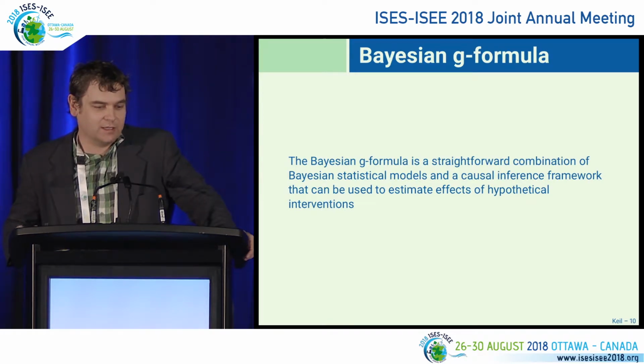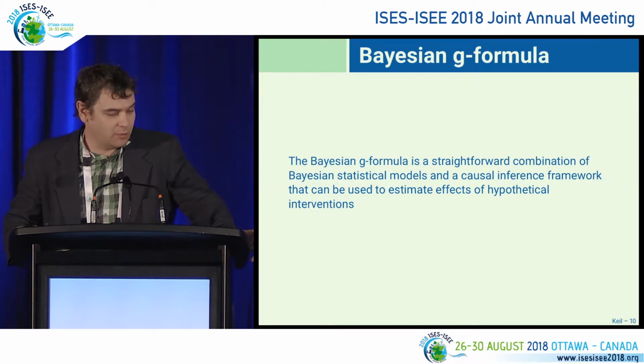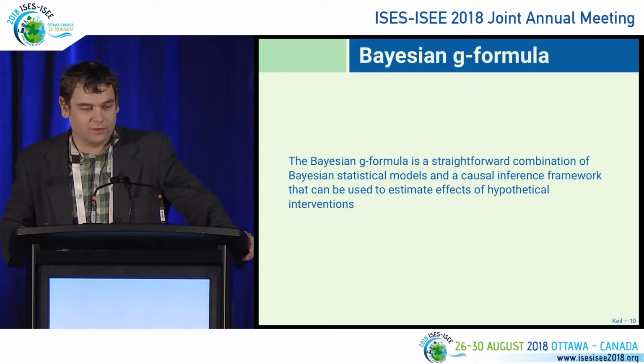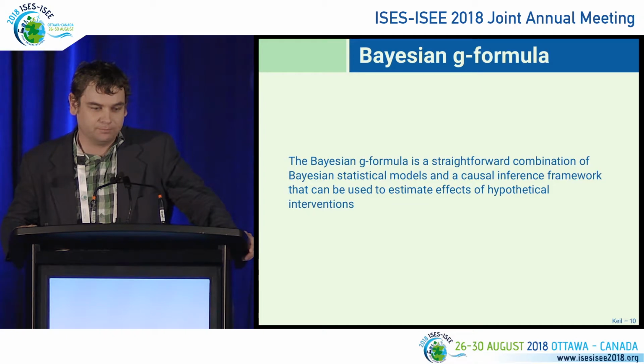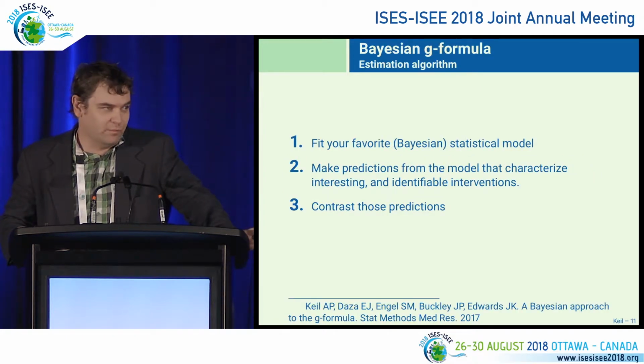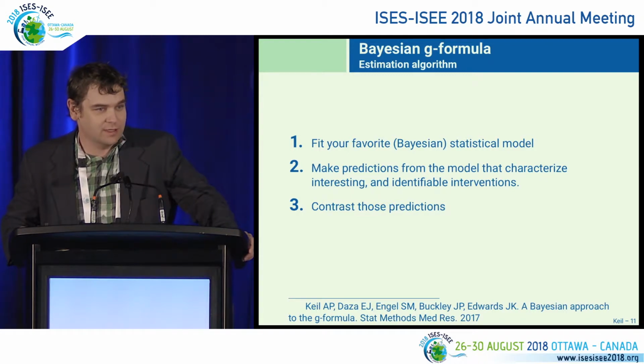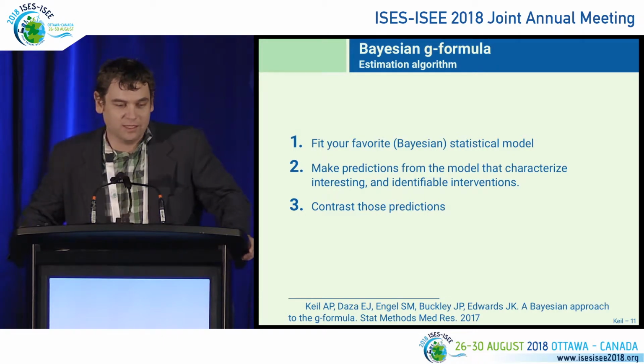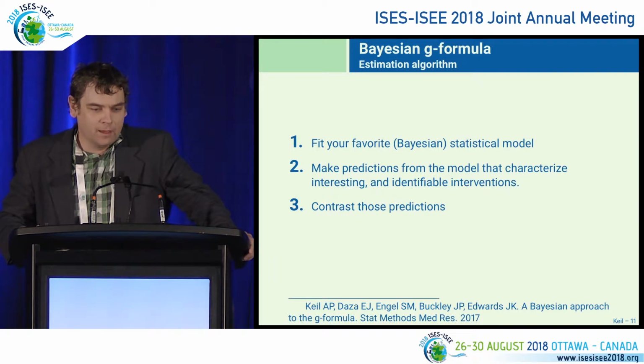The method for this talk is the Bayesian G-formula, and this is just a straightforward combination of Bayesian statistical models, so it could be a Bayesian linear model, and a causal inference framework that can be used to estimate effects of hypothetical interventions. It's a very basic algorithm. You could fit your favorite Bayesian statistical model. If it's not Bayesian, then this is just the G-formula. But a lot of times when we're working in mixtures, we run into problems where Bayesian methods can help because they provide some prior information.